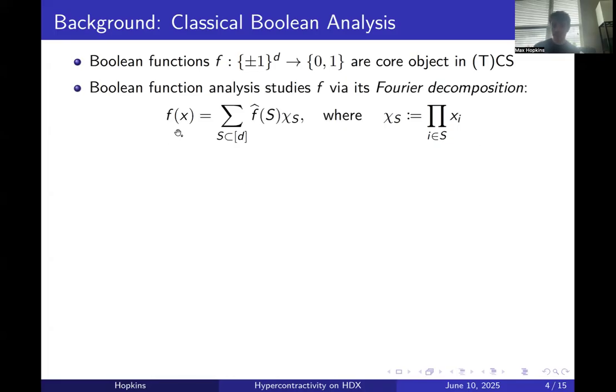This is the decomposition of f into its monomial basis, right? In other words, every f has a unique decomposition into the sum of f hat of S times chi S. This is just in the monomial basis, where each chi S is just the parity function over the subset of coordinates in S.